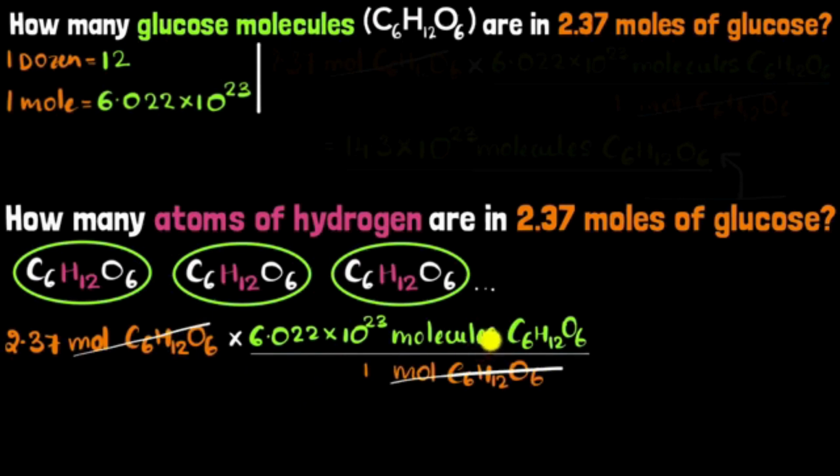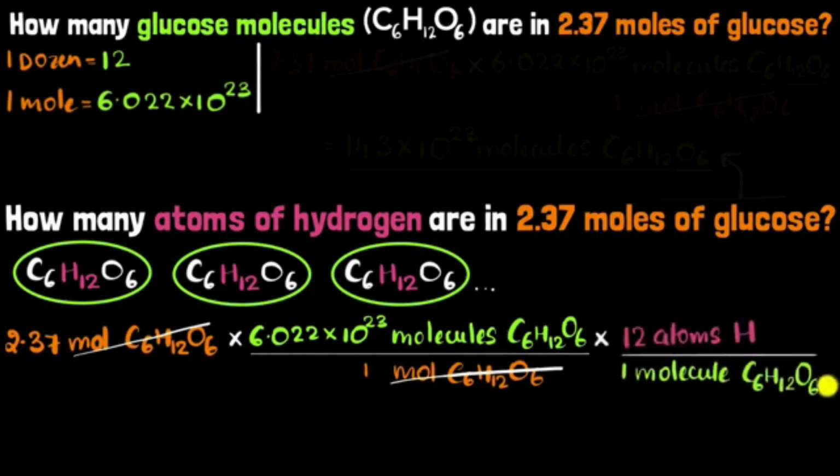Now comes the question, how do I go from molecules of glucose to atoms of hydrogen? I need another conversion factor. I need atoms of hydrogen in the numerator because that's what I want to end up with. And I need molecules of glucose in the denominator so that I can cancel it with this one. So my new conversion factor would be atoms of hydrogen per molecules of glucose. And I know how much that is: 12 atoms of hydrogen per molecule of glucose. And so now I can cancel the molecules of glucose out. And look, I'm done. I'll end up with atoms of hydrogen.